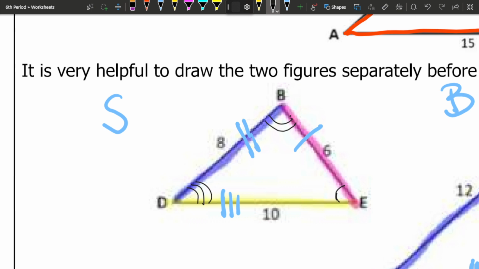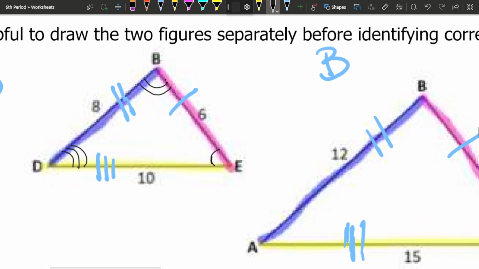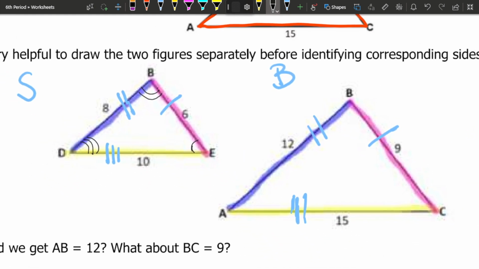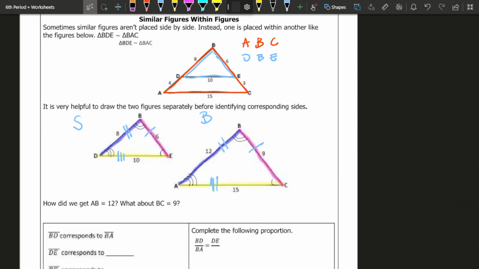Those are my angles. And then I'm going to do the same thing on the corresponding angles on the other figure, which in this case is very easy to see because they are oriented the same way. So I get 1, 2, 3. All right, so far so good? Let's look at this on the bottom. We already found how we got the 12 and the 9. We're good. Now we're going to find the segments other than lines, okay? BD corresponds to BA.